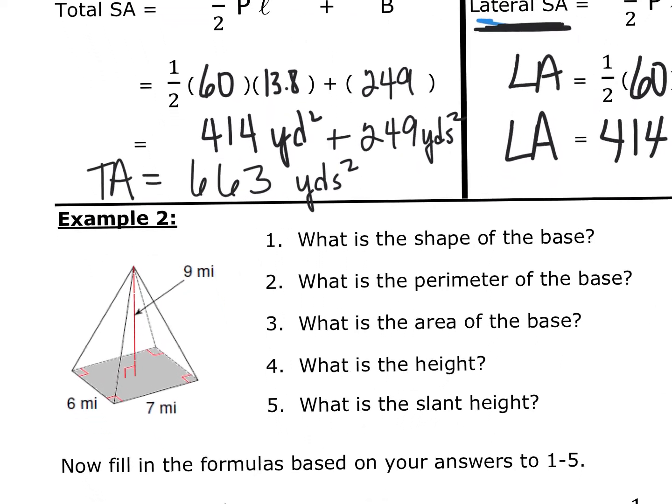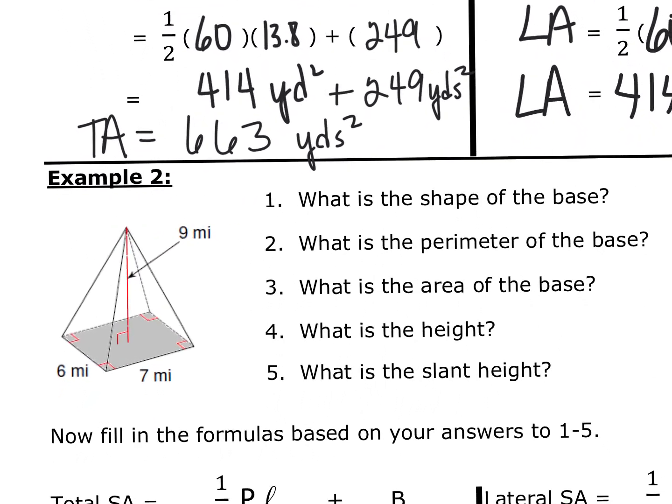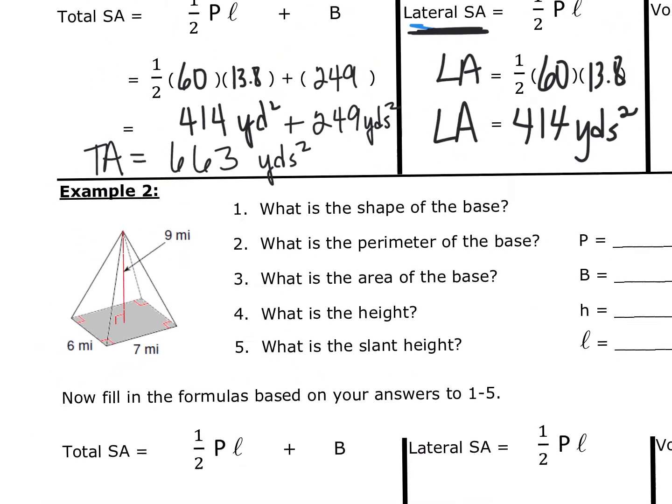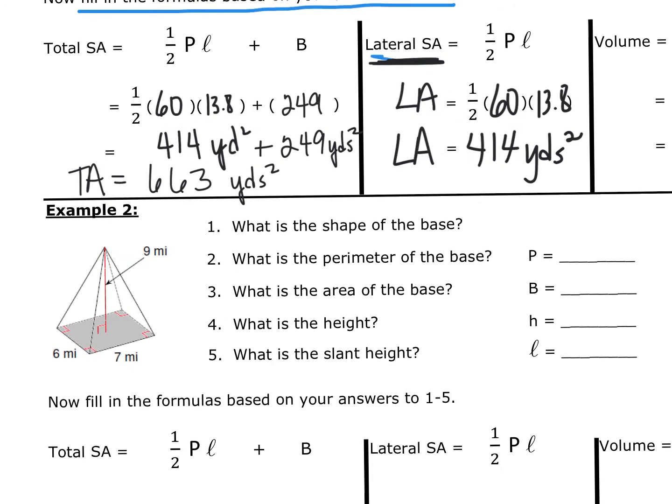All right, let's look at our next example. What is the shape of the base? Well, I'm going to change this to a 6 right here, and we are going to have a square base. All right, what is the perimeter of our base? Well, 6 times 4 is 24.